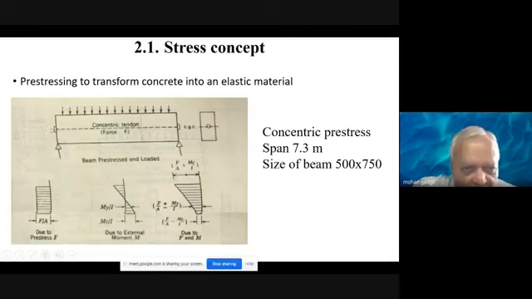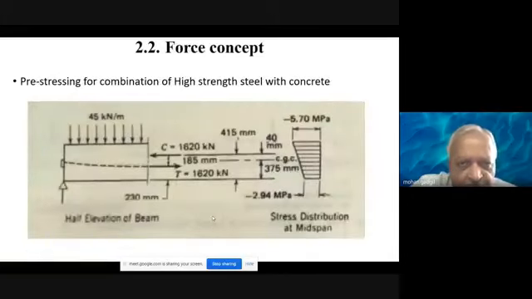So we apply this concentric force. There is a lateral load over here. This lateral load gives rise to bending stress. This direct force applied gives uniform compression. And then combining these two, we get this stress distribution over here. So this is basically the stress concept.